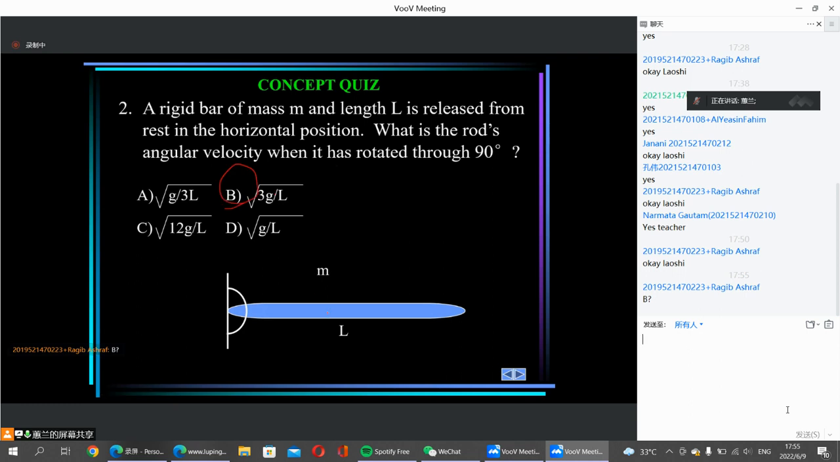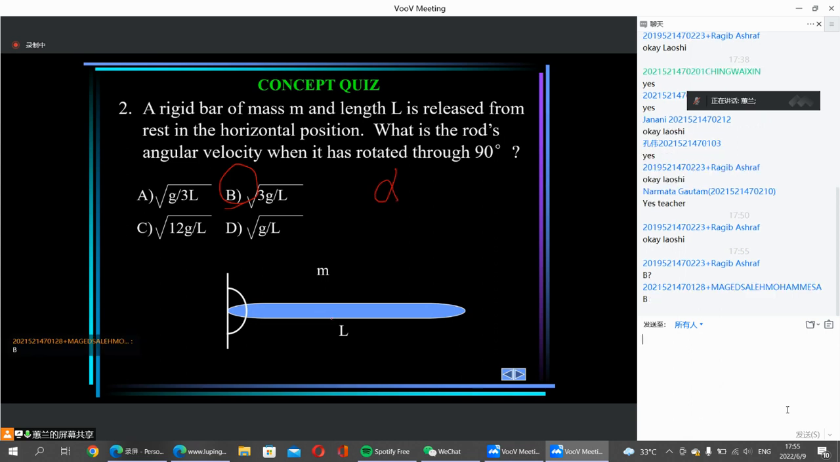So again here, I want you to find out the angular acceleration of the bar when it rotates 90 degrees. What will be the angular acceleration? We have done this. Can you find out the angular acceleration of the bar when it's horizontal or when it's vertical? What equations should we apply? Equations of motion.